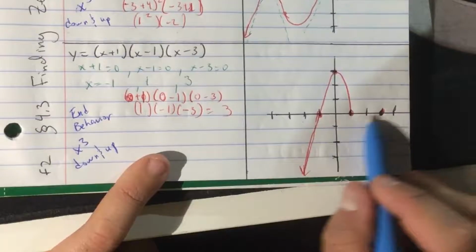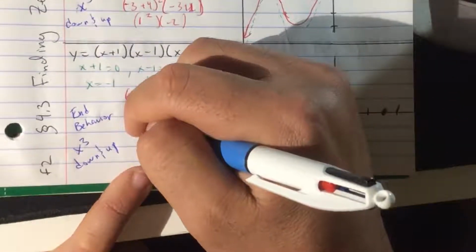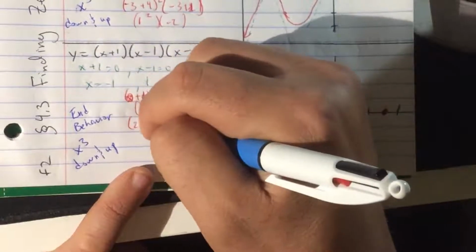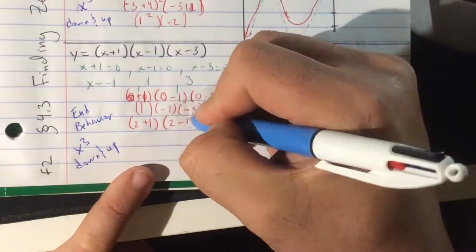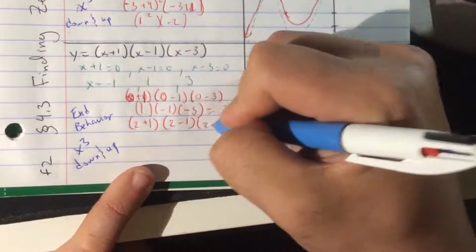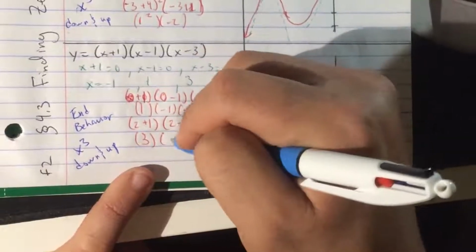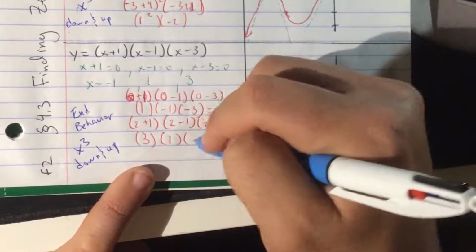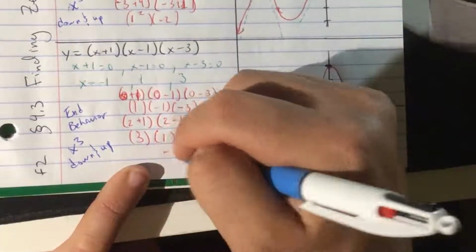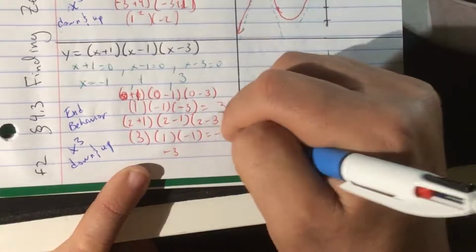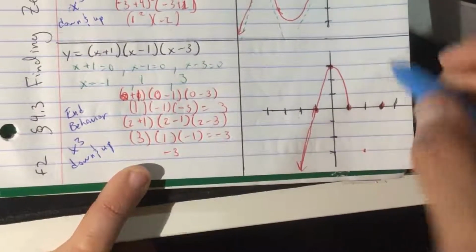And then we're going to check in between this, which is 2. So we're going to go ahead and go here. So we have our x, which is 2 plus 1, and then x, which is 2 minus 1, and then 2 minus 3. So we have 3 here, we have a positive 1 here, and we have a negative 1 there. Coincidentally ends up being the same, negative 3. Well, now it's negative 3 instead of positive 3. So this would hit about right there.